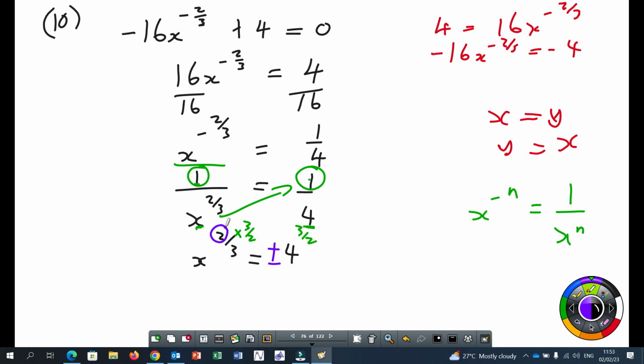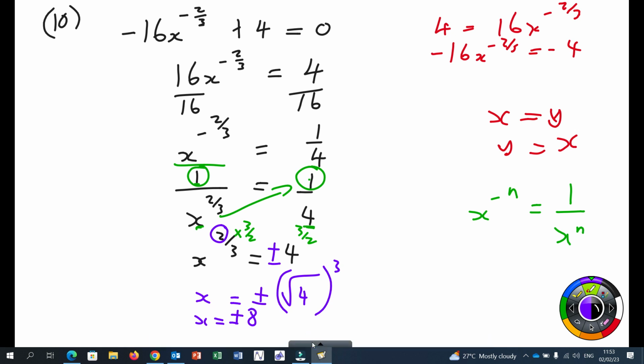You missed 1 or 2 lessons. So you get x equal to plus or minus the square root of 4 cubed. Your final answer: the square root of 4 is 2, but it's a positive and a negative 2. So the final answer will be positive or negative 8. Are you following? Is that what you got? Those 2 answers.